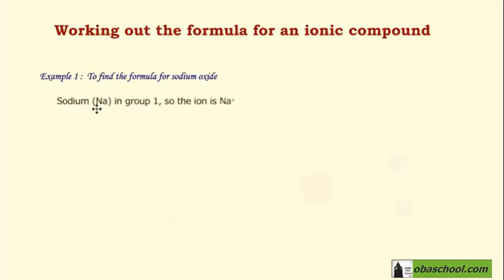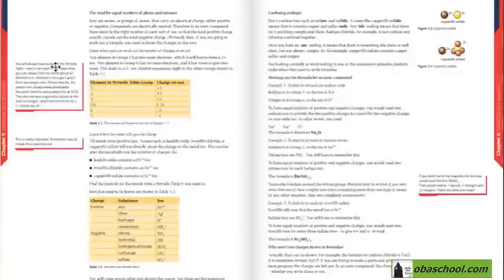Sodium, Na, is in group 1 of the periodic table. So that's its location in the periodic table. So the ion is Na+. Why is that? Because elements of group number 1 have a charge of 1+. Because sodium is in group 1, then its charge is 1+.